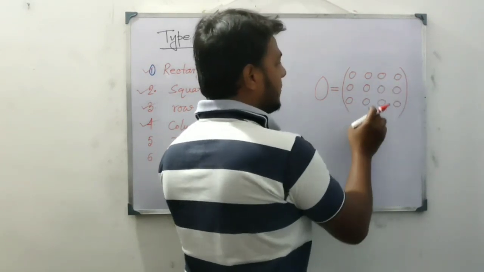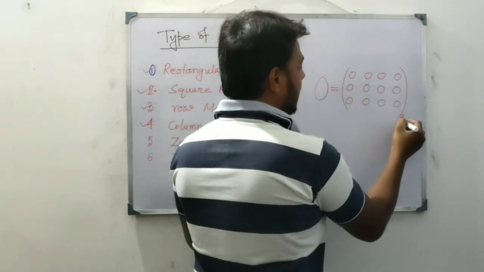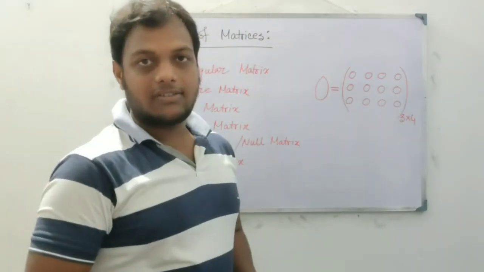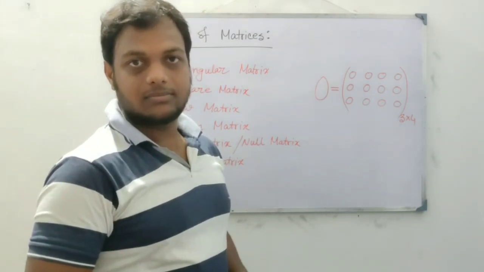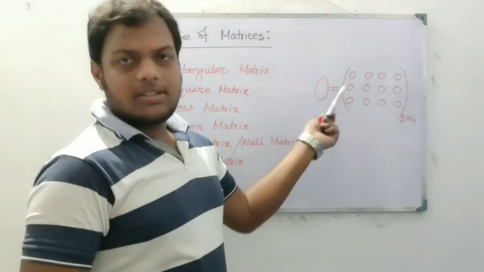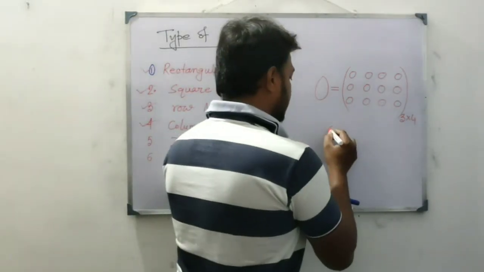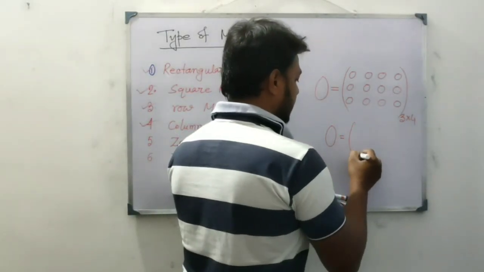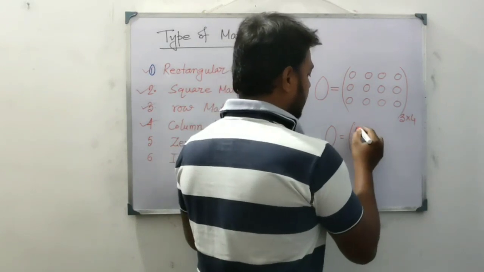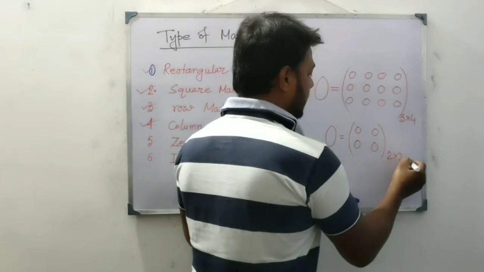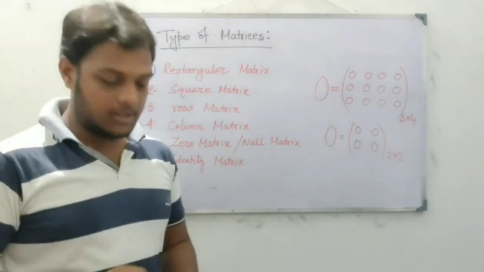So what is the order of this matrix? 3 rows and the number of columns is 4. So this is a null matrix of order 3 cross 4. If all the entries are 0, then this is simply a zero matrix. So a zero matrix of order 2 cross 2 is 0, 0, 0, 0. This is the zero matrix of order 2 cross 2. Is it clear?